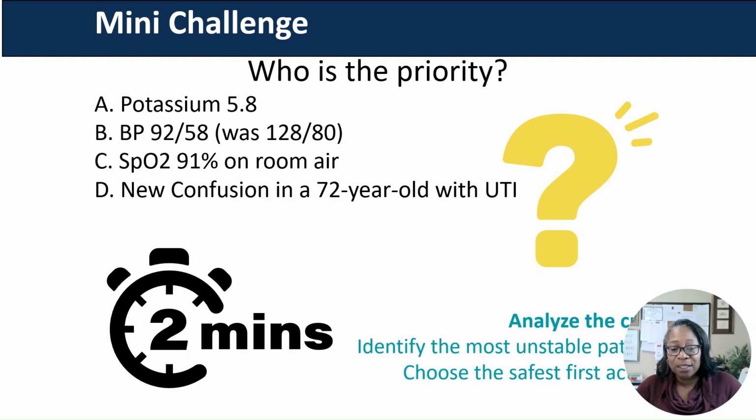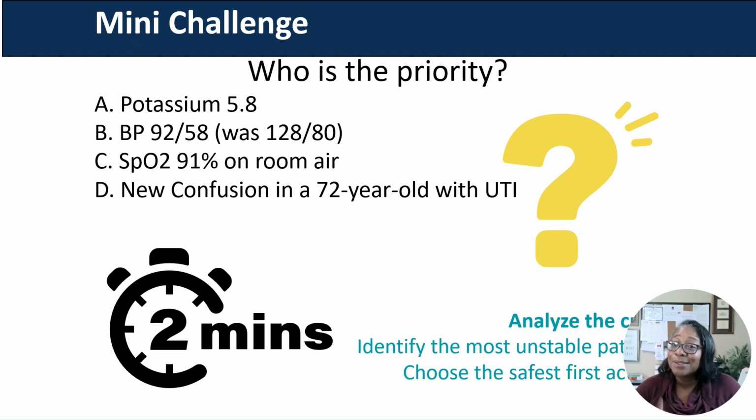So let's do a mini challenge. Which of these cues matter most? A, you have a potassium of 5.8. B, you have a blood pressure of 92/58, but it was 128/80. C, you have an SpO2 of 91% on room air. And D, you have new confusion in a 72-year-old with a UTI. So what do you think?